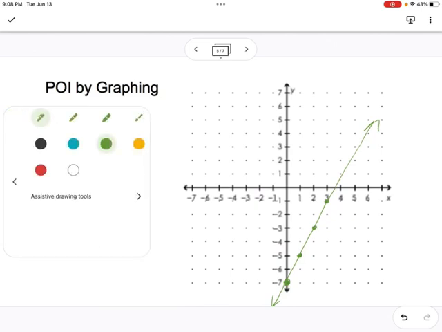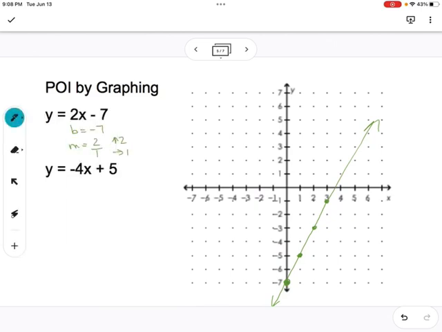Okay, now looking at our other line, y equals negative 4x plus 5. So our y-intercept is the number by itself, which is 5. The slope is the m value, the number in front of the x, which is negative 4. That is a fraction, negative 4 over 1. Since this is negative, that means we're going to go down 4 and over 1.